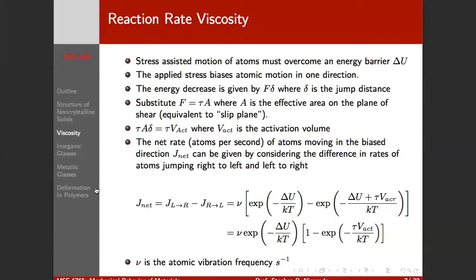the net rate of atoms is going to be given by the difference in the rate between the two directions, right? The one against the stress and the one towards the stress, right? And this here, this V out front, this is our atomic vibration frequency, right? So this is the number of chances we have to make a jump, right? This is the probability of a jump against the stress and the probability of a jump in the opposite direction, right? In the biased direction. So the net flux is going to be given by this.